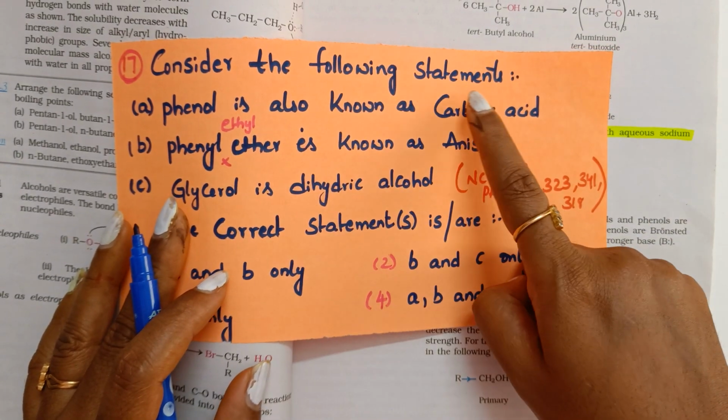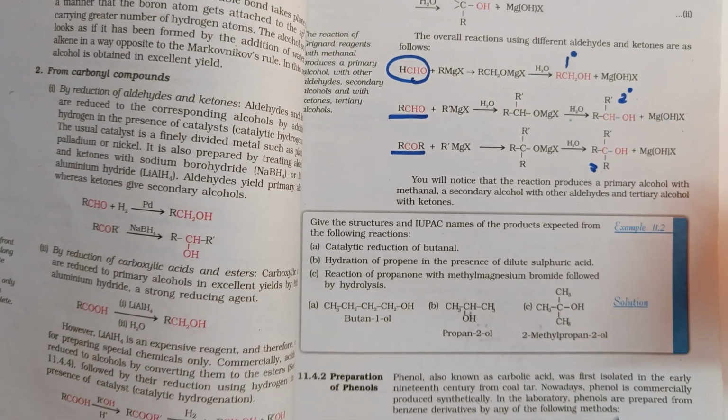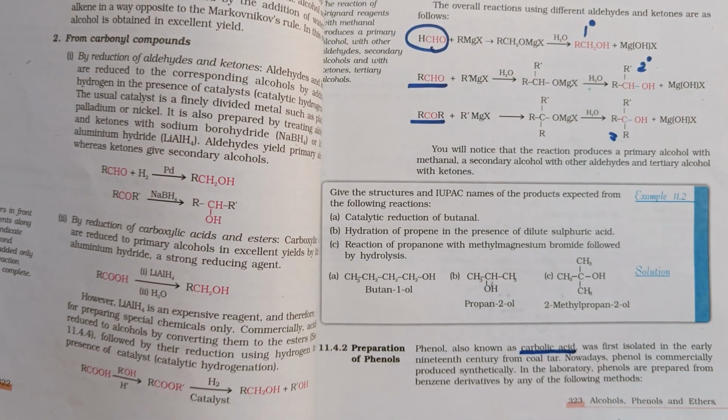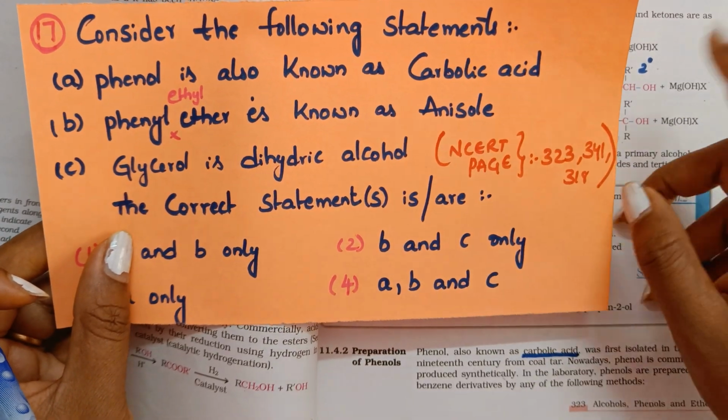Consider the following statements. Phenol is known as carbolic acid. It is given on page 323. See every point, how nice it is. See, carbolic acid, correct? Phenyl ethyl ether is known as anisole.